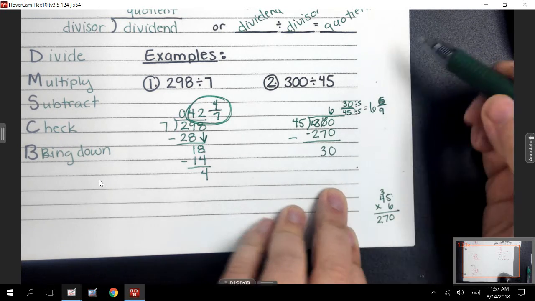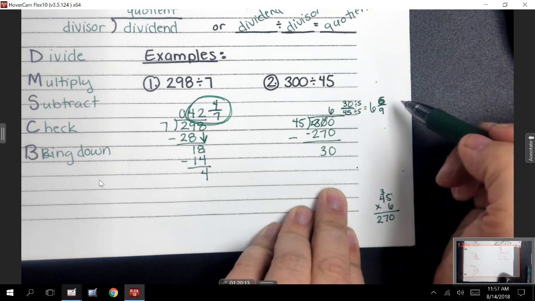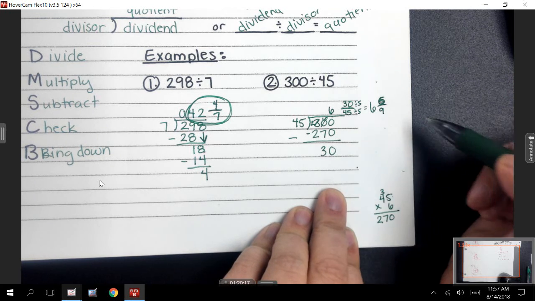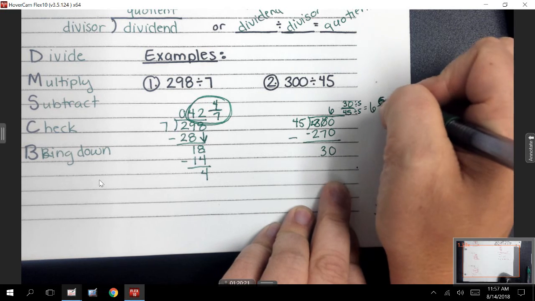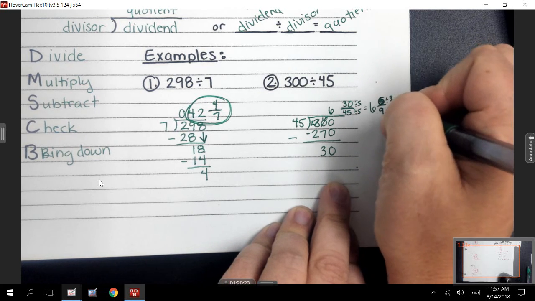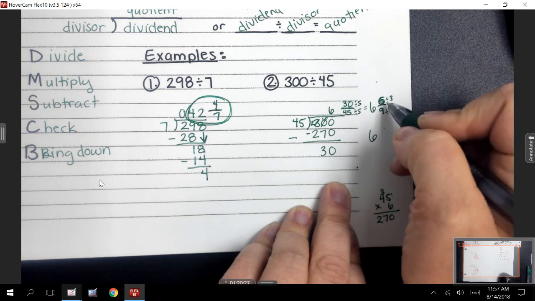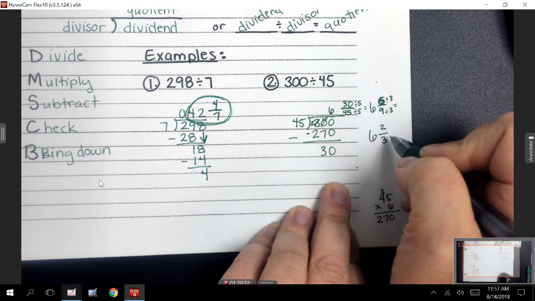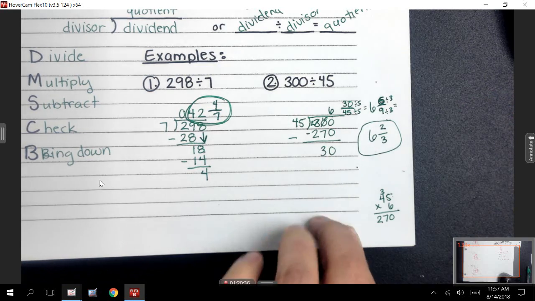6 and 9. This is one that a lot of people will miss and not simplify. 6 is an even number, 9 is an odd number, but don't forget about the number 3. So 3 can divide into 6 and 3 can divide into 9. So we're going to do that one more time. 6 divided by 3 is 2. 9 divided by 3 is 3. So there's my final answer for number 2.